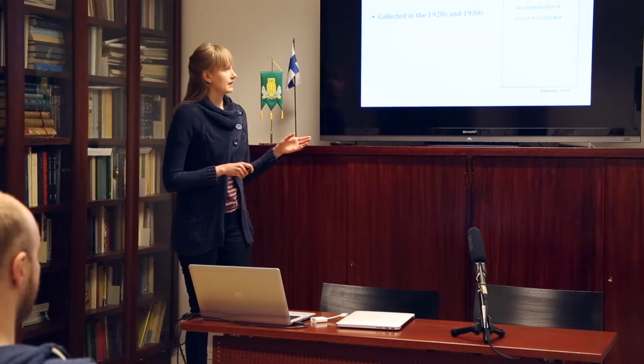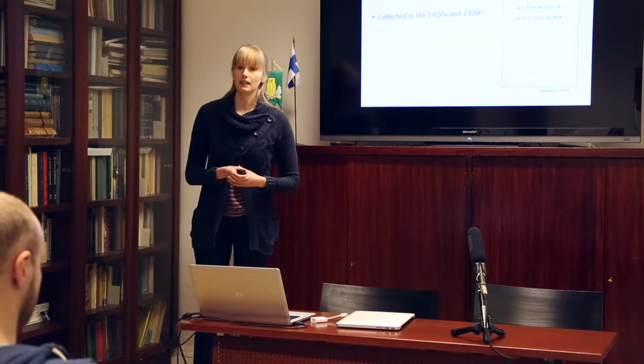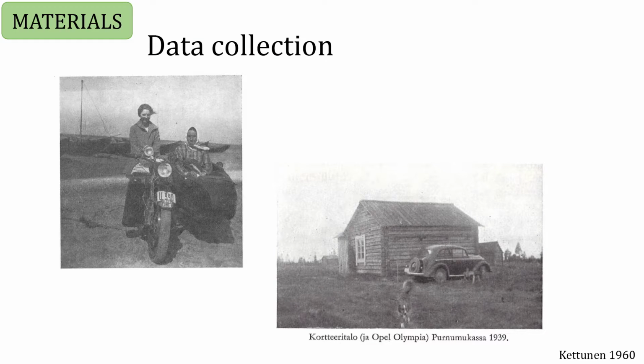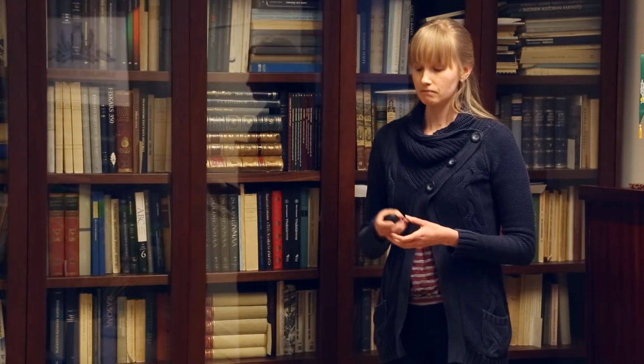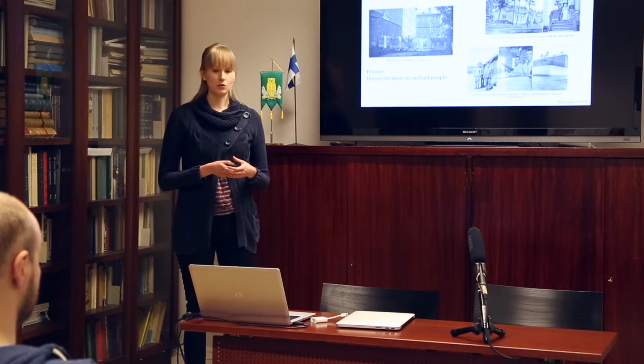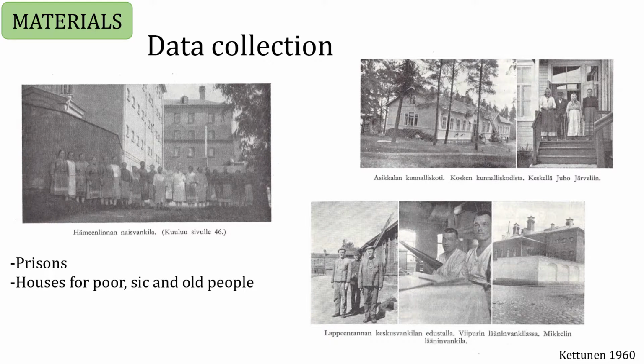How the data was collected has been mainly documented only in his traveling memoirs. In principle, how he did the data collection was that he took his sidecar motorcycle, and then a car, and went around Finland to collect data, asking informants how they say certain variants or words and so on. But in addition to going to people's homes, he also went to prisons and houses for poor and old and sick people, because in those places he could get more informants from the same location.